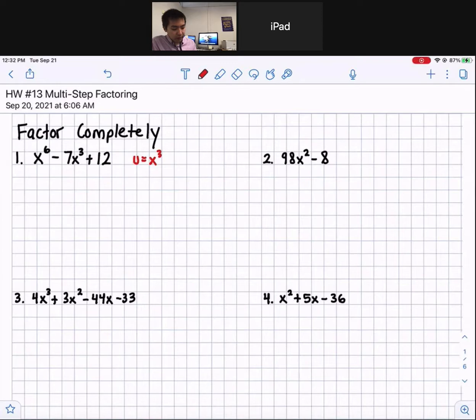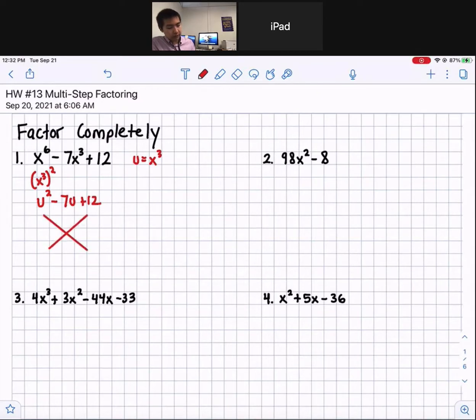Now, this really looks like this. x to the third to the second is x to the sixth. So what we can do is just substitute in u for x to the third to get u squared minus 7u plus 12. And now this is just a quadratic, so 3 terms.